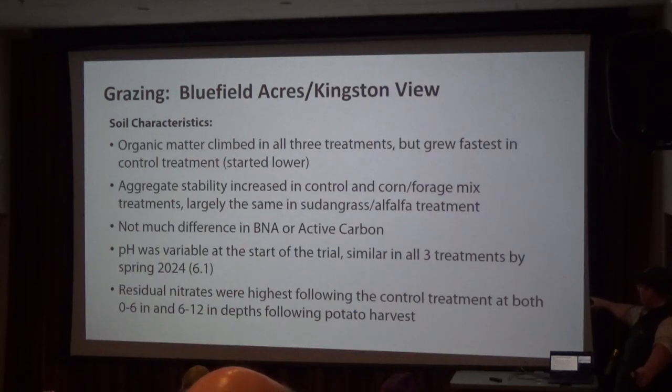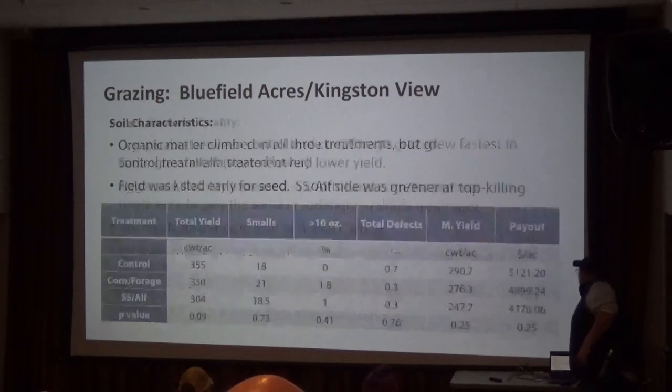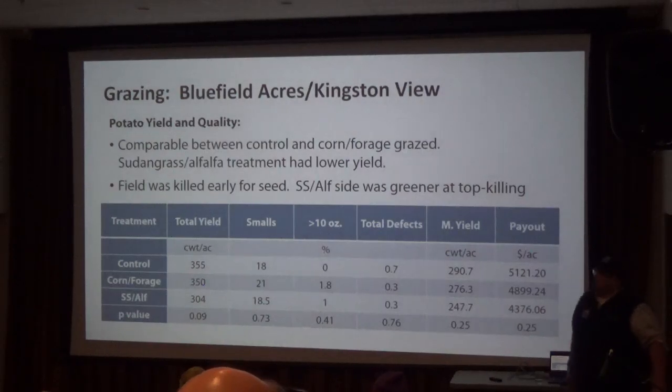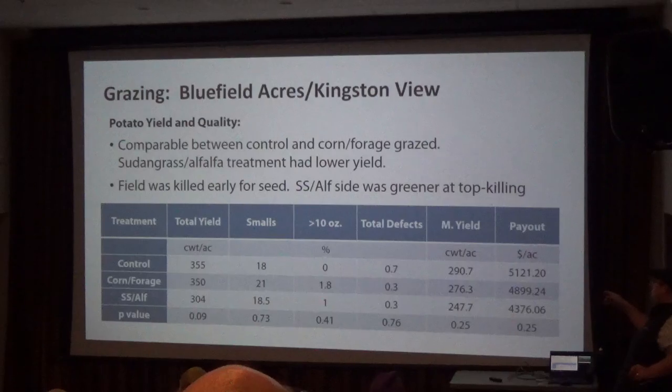The nitrates after harvest were much higher in the control than in the other 2. I think part of that is, again, that amount of clover biomass that was plowed late and then mineralized late, after the crop needed it. And I think probably that's why those residual nitrates were a little higher. For yield, it was very comparable for the control and the corn forage treatment. The Sudan grass alfalfa was lower. Borderline statistically lower.